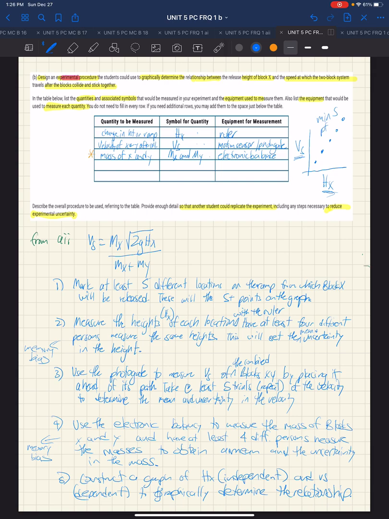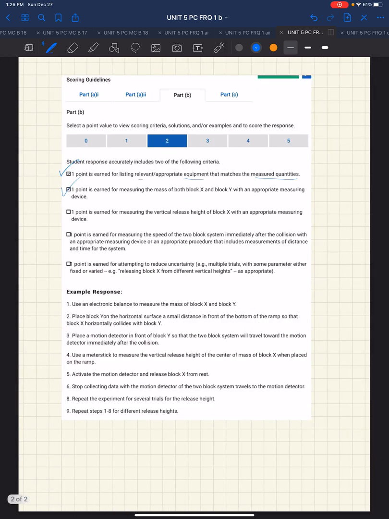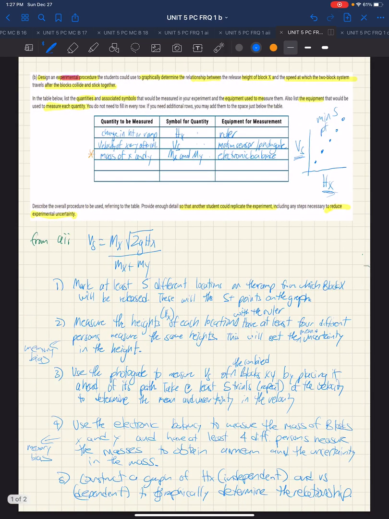Scientifically, we don't need to do that. It is not wrong for us to include this, and virtually everyone did include this, but it's not necessary for achieving this. But they allotted a point for it in any case. Point for measuring the vertical release height with a measuring device, and of course we did that with the ruler. Measuring the speed of the two after the collision, an appropriate measuring device. All right, and we spoke about the position photogate, by placing it ahead of its path.